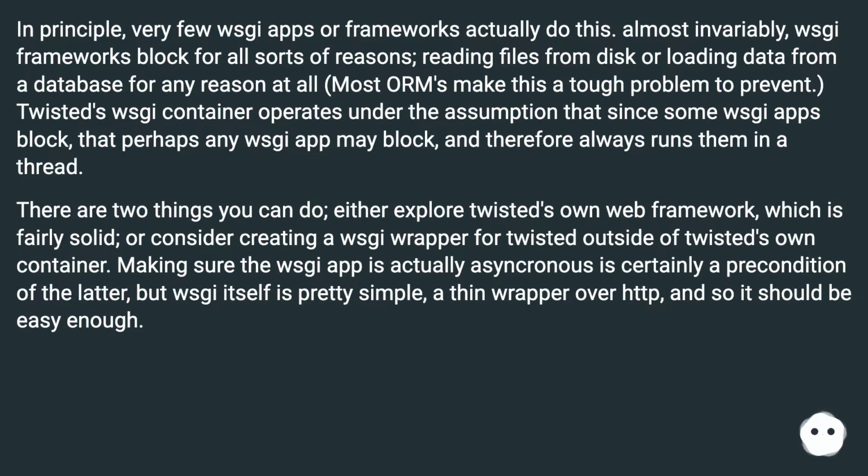There are two things you can do: either explore Twisted's own web framework, which is fairly solid, or consider creating a WSGI wrapper for Twisted outside of Twisted's own container. Making sure the WSGI app is actually asynchronous is certainly a precondition of the latter, but WSGI itself is pretty simple, a thin wrapper over HTTP, and so it should be easy enough.